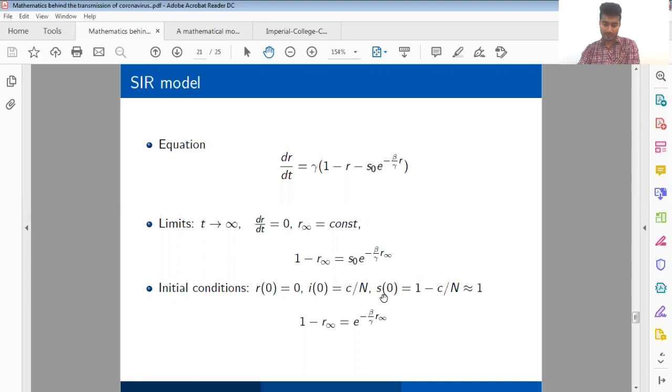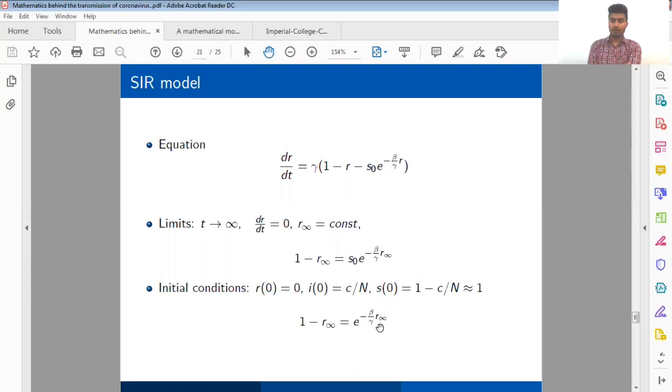And then S of zero, this one is the susceptible people, almost nearly one, like 100%, it's a probabilistic fraction. So nearly 100%, but slightly less than, because some people are infected. So slightly less than one, which means slightly less than 100% people are susceptible. And from here, we will solve for R naught.